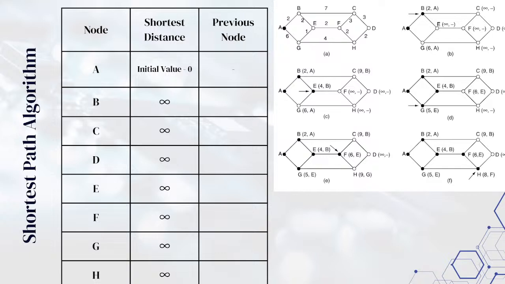Okay, so here, when you are learning about the shortest path algorithm, the first thing is to prepare a table which has all the node information. The second column should have the shortest distance, and the third column should have the previous node information, so that it will be very easy to calculate the shortest path and to understand it.